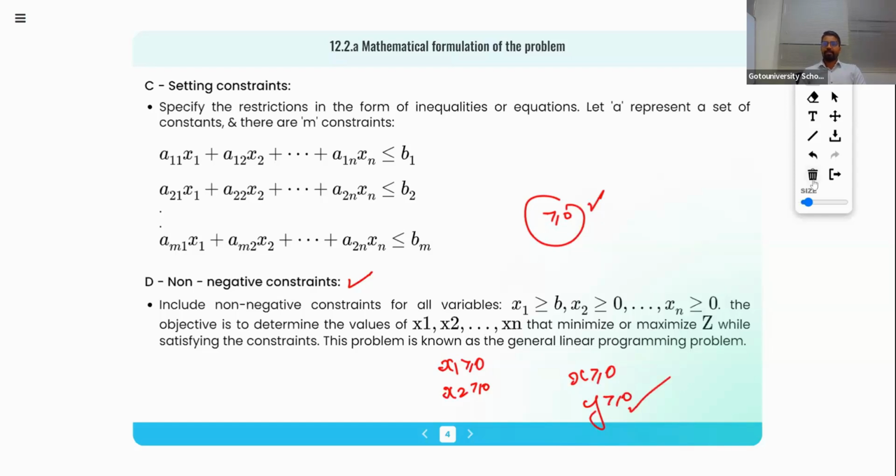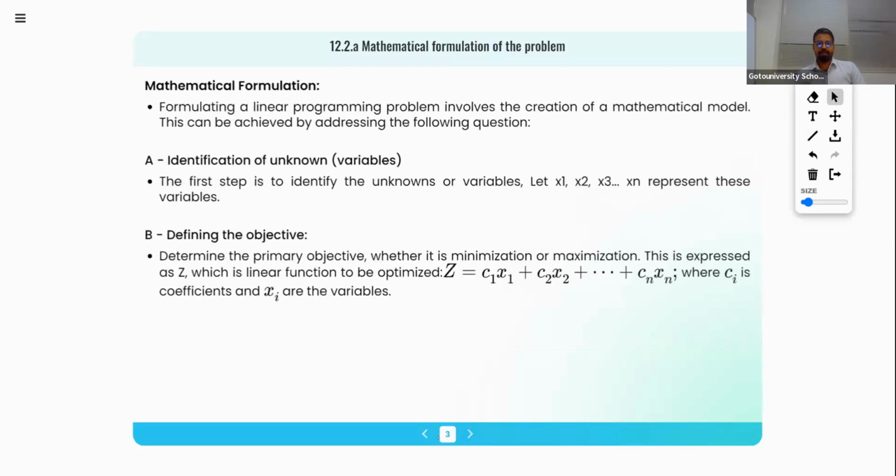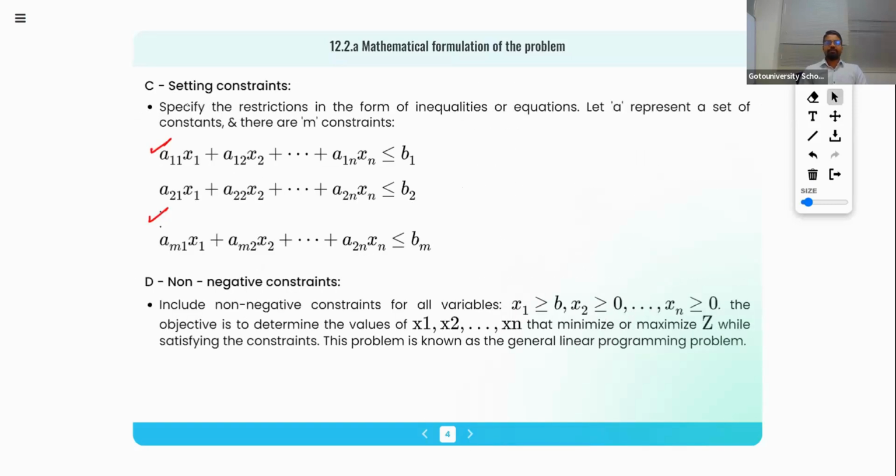Let me repeat all these things from the beginning. While formulating a mathematical linear program, we need to keep this in consideration. First part is to identify the unknowns. Second part is to define the objective. Third part is setting the constraints. What are the constraints which are controlling or restricting our objective? And then non-negative constraints as well we need to keep in mind.